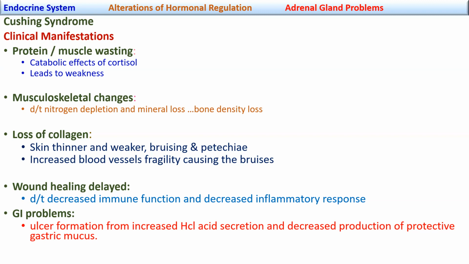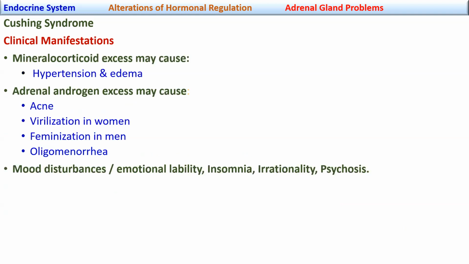The GI symptoms, the ulceration, is another side effect. It's a manifestation of Cushing syndrome because of the increased cortisol, and the same thing, it's a side effect for patients on steroids. GI ulceration results from increased hydrochloric acid secretion and decreased production of protective gastric mucus. So it's due to two things: the peptic ulcer or gastric ulcer, or GI ulceration, from first increased HCl secretion, second decreased production of protective gastric mucus.